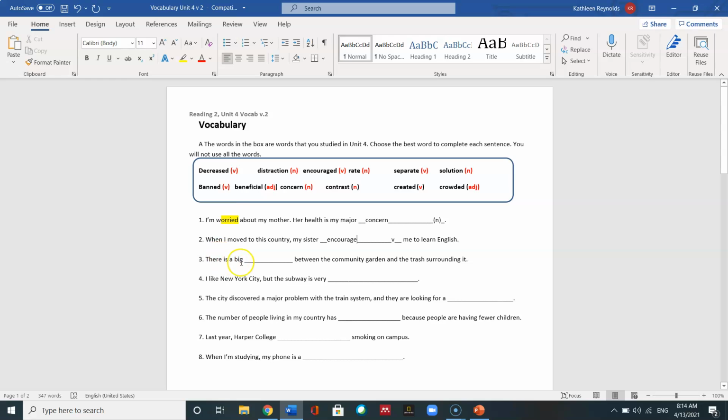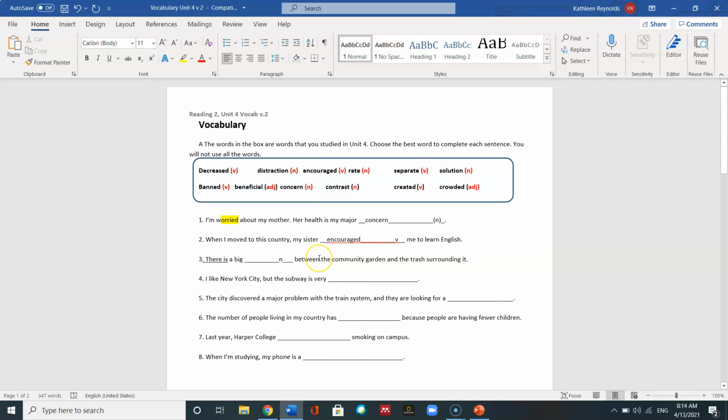Number 3, there is a big blank between the community garden and the trash surrounding it. So when we have a sentence with there is or there are, the subject comes after the verb. So when we have a, we know we need a noun. And we have big, which is not a noun. It's an adjective. So we know in this space we're going to need a noun, like one of the ones that we had in the PowerPoint presentation.